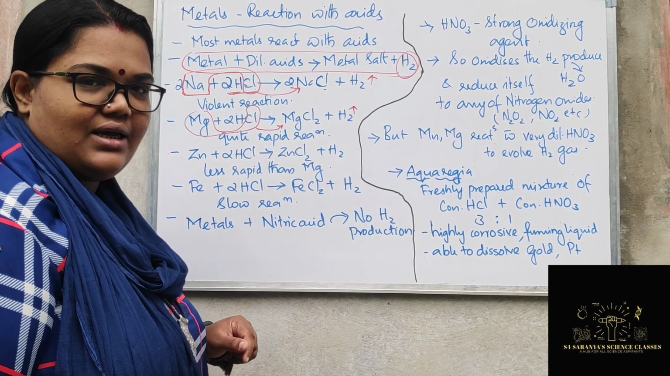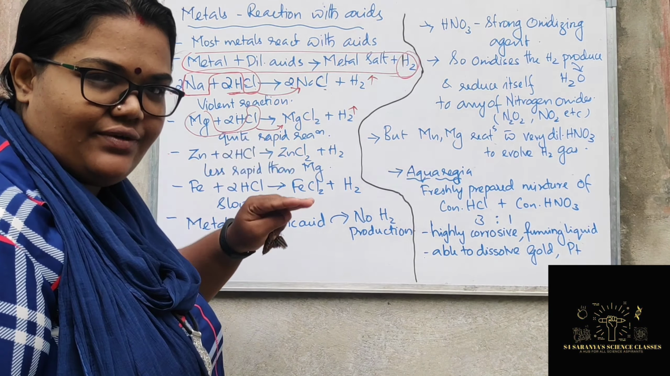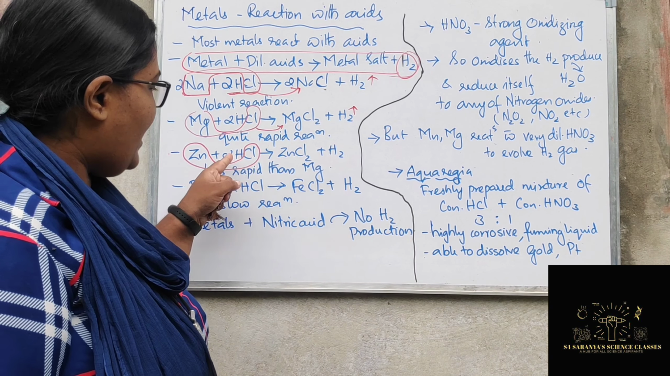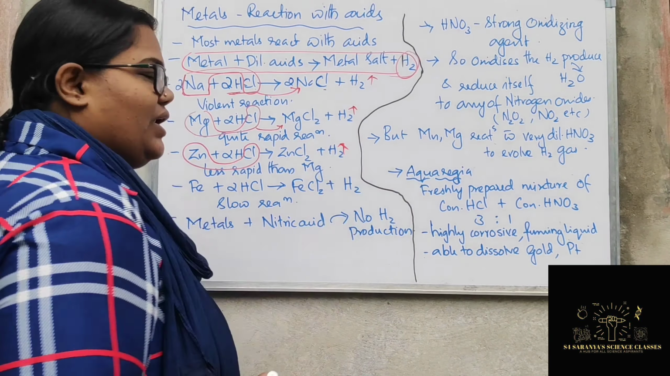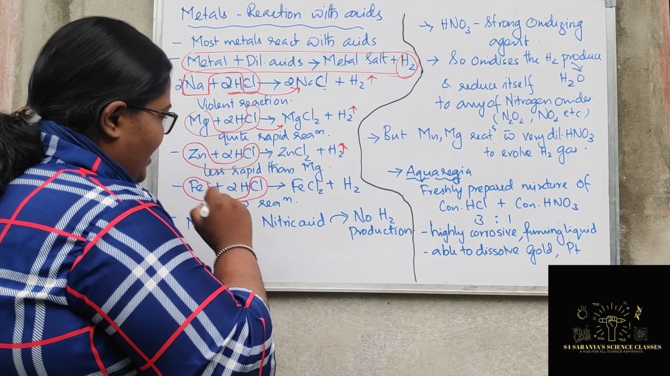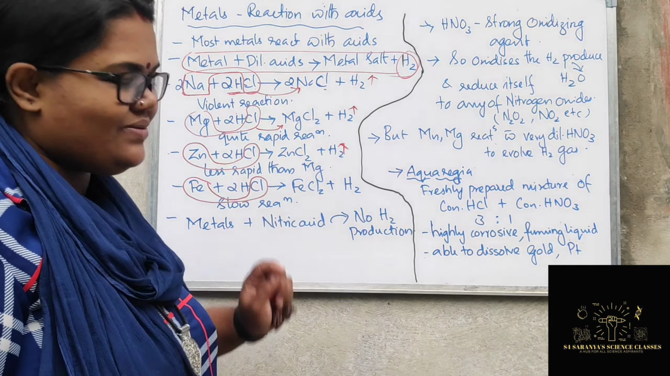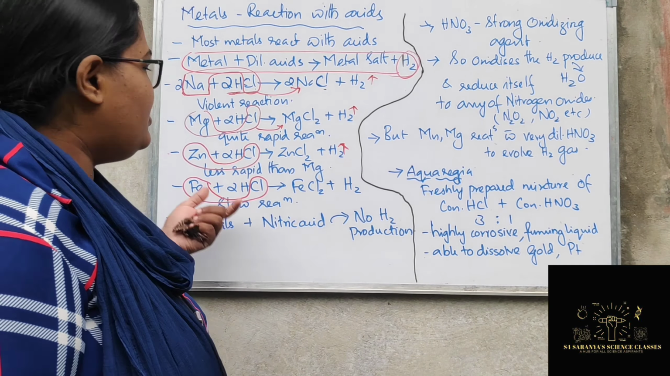If you are taking zinc, you can see that for the metals I have taken, the rate of reaction is decreasing. With zinc, again it is a single displacement reaction. Hope you remember that from the first chapter. So ZnCl2 and H2 gas will be released. It is a less rapid reaction, the rate of reaction is going down. If you are taking iron, then the metal salt is FeCl2 and H2 gas will be released. But here it is a very slow reaction because compared to sodium, iron is less reactive.